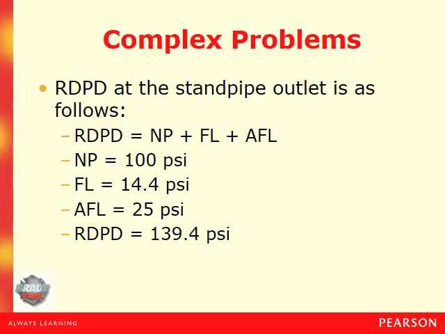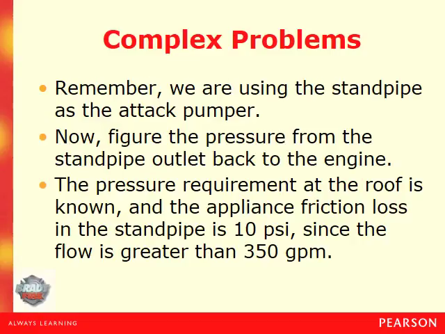So our required pump discharge pressure at the standpipe outlet is as follows. Nozzle pressure plus friction loss plus our appliance. Our nozzle pressure is a given. They gave us that. It's 100 psi. We figured our friction loss is 14.4 psi. And then we add 25 for our appliance because we're over the gallonage. So your required discharge pressure is going to be 139.4. Remember, we are using the standpipe as the attack pumper.